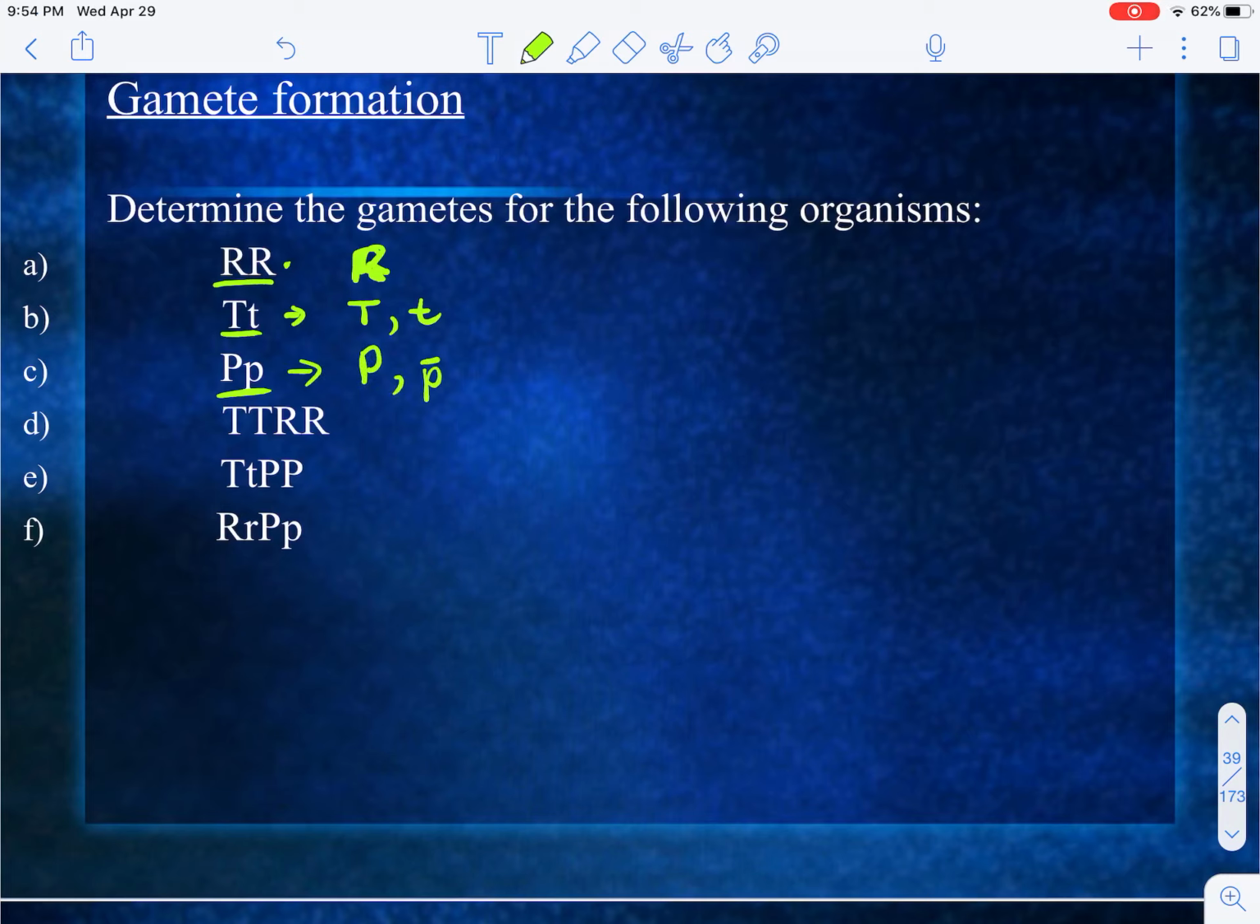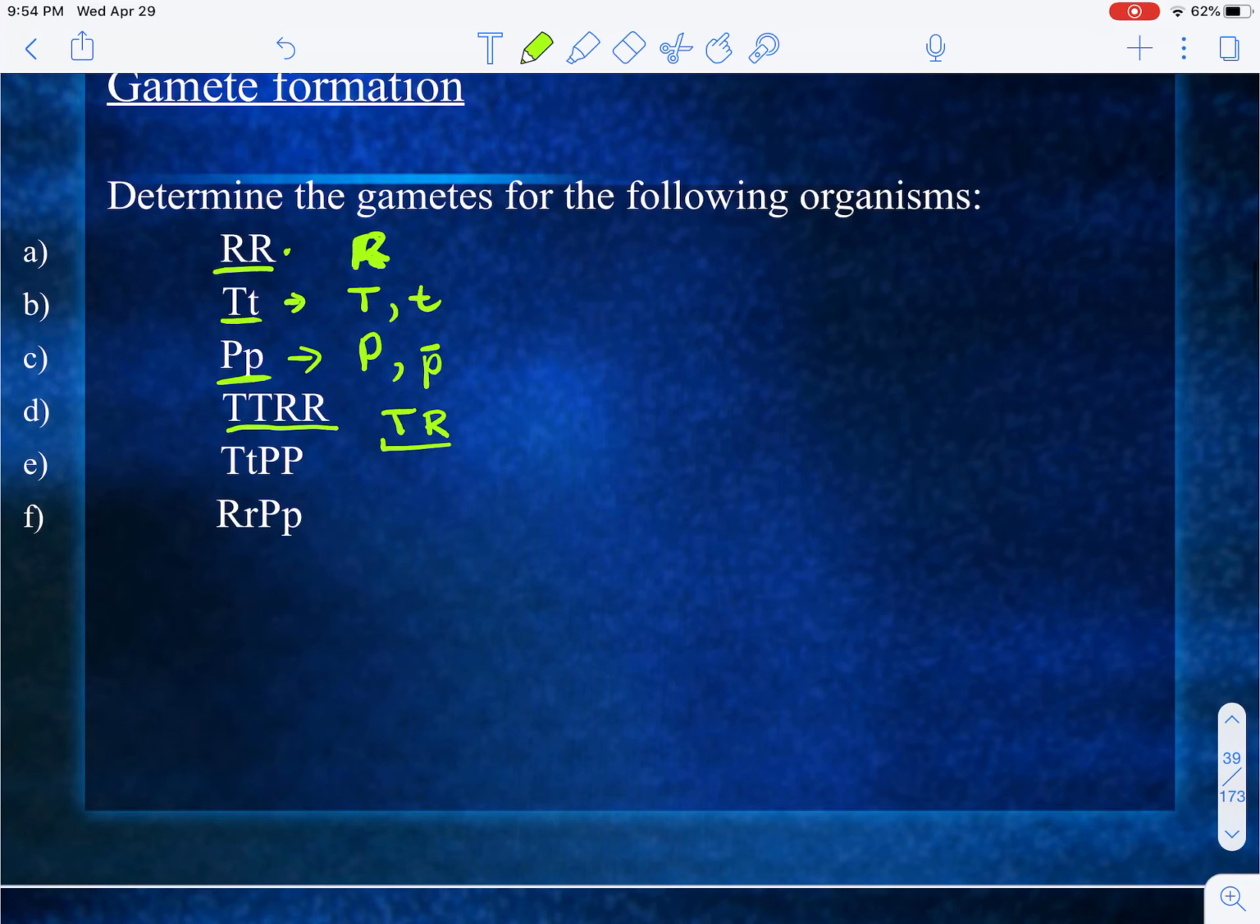If this individual is making sperm, half would have the dominant and half would have the recessive. Same with this, half would have the dominant, half would have the recessive. For this one, the combination is only that they have a dominant T, dominant R. Remember, we put those together when we're indicating gametes for dihybrid crosses.